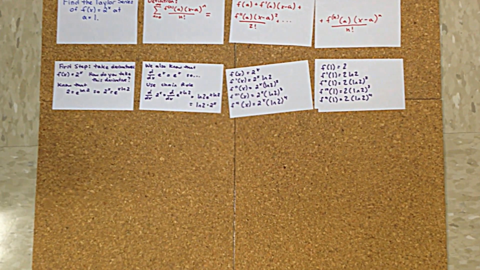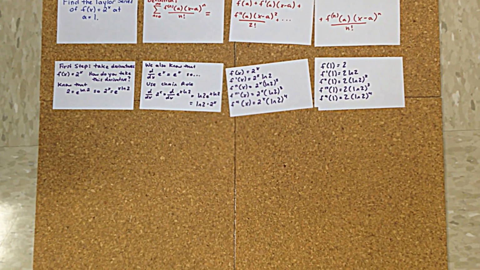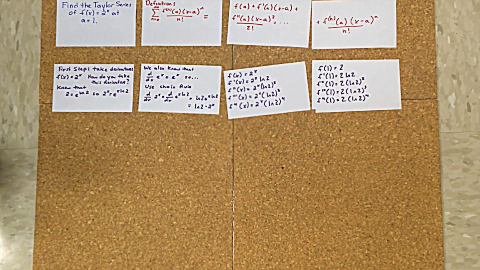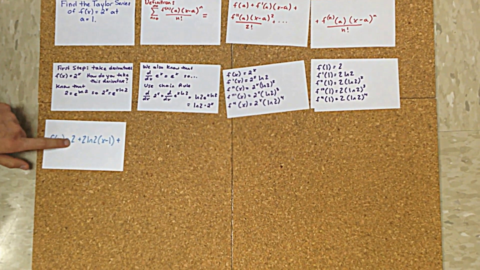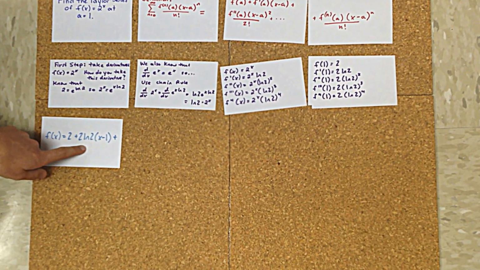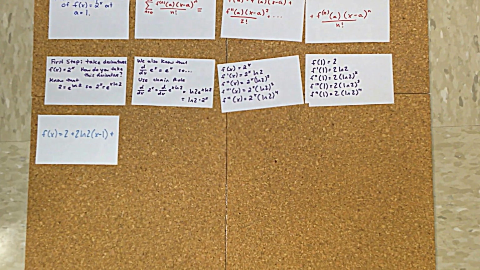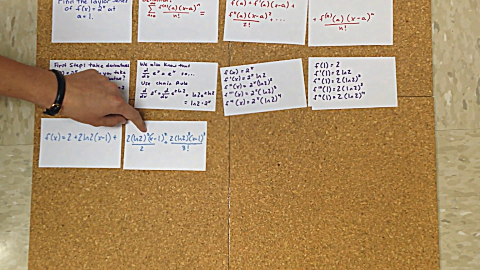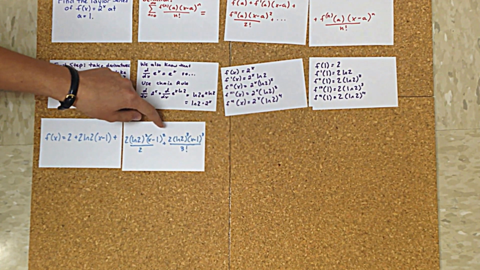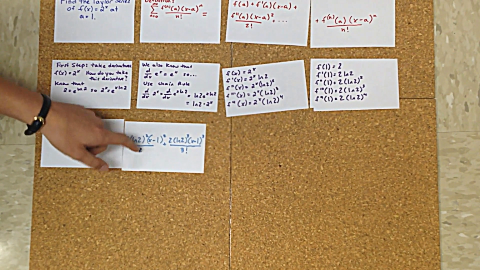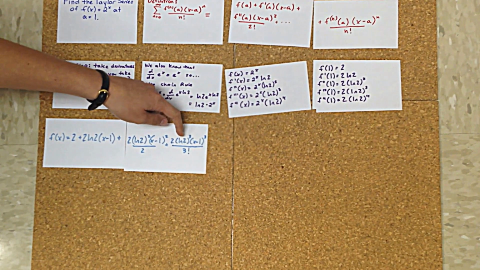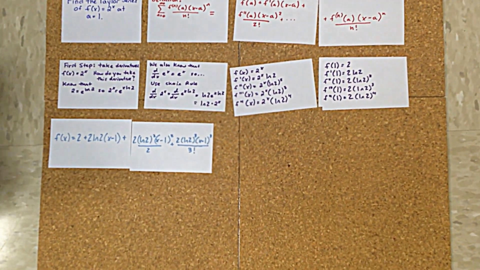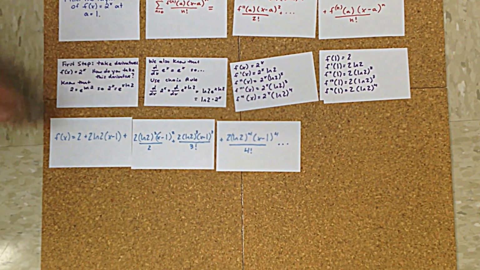And so now, as we want to develop this pattern, we want to substitute it in for that format. So we know that the first term is 2, the second term is 2 ln of 2 times x minus 1, plus 2 times ln of 2 squared times x minus 1 squared all over 2. And then the next term, 2 ln of 2 cubed, x minus 1 cubed all over 3 factorial. And that goes on and on and on.